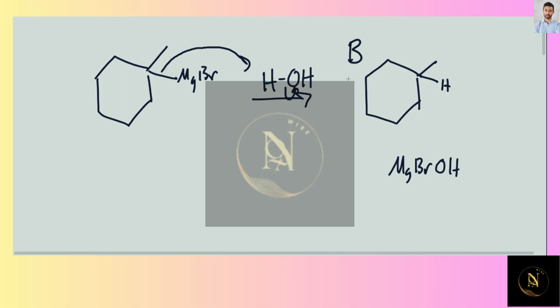This is B. We went from having a somewhat useful alkyl halide to having just a regular old alkane, right? We don't really want to replace a bromine with a hydrogen for no reason. We basically just wasted all that effort by exposing our Grignard reagent to water.